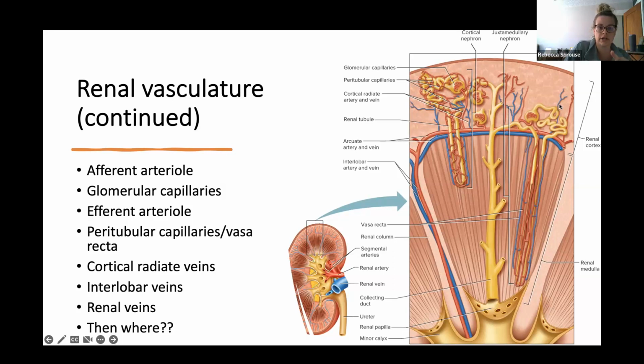If you're a juxtamedullary nephron, here's our afferent arteriole, here's our efferent arteriole, and then here's our capillary network that dips down into the medulla. This is called vasa recta. These two capillary beds are important for a lot of reasons that we'll go into in the next lecture, but just know that depending on what type of nephron you are based on location, if you're a cortical nephron out towards the cortex, the next stop is the peritubular capillary network. If you are a juxtamedullary nephron, it's the vasa recta.